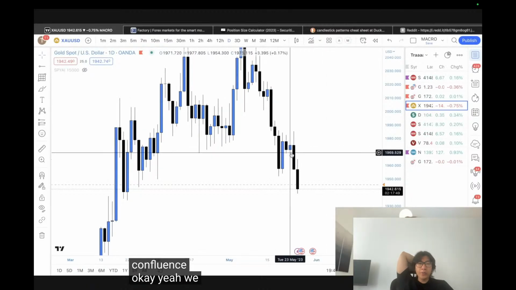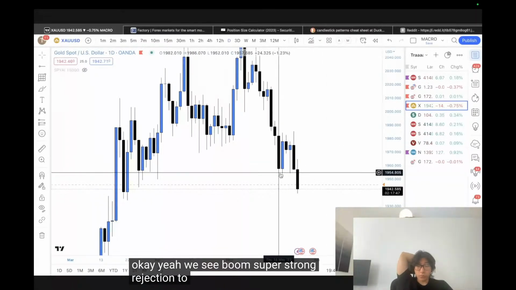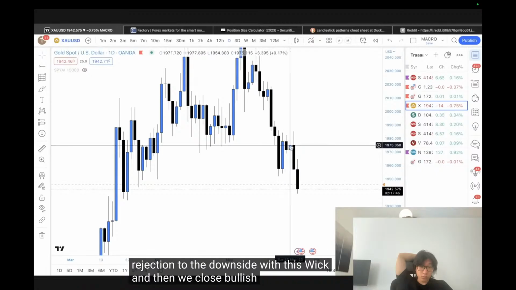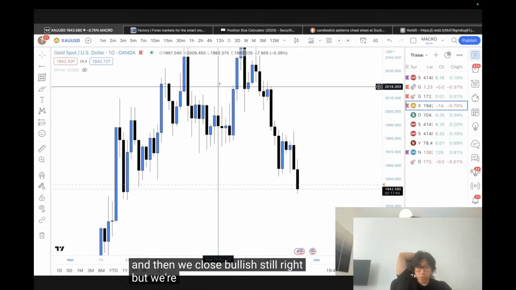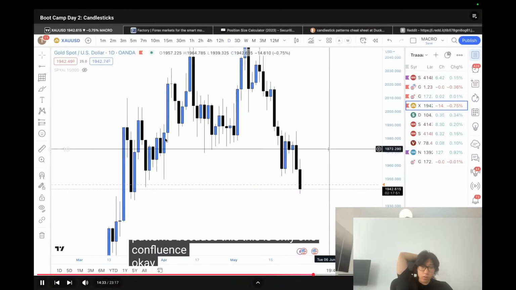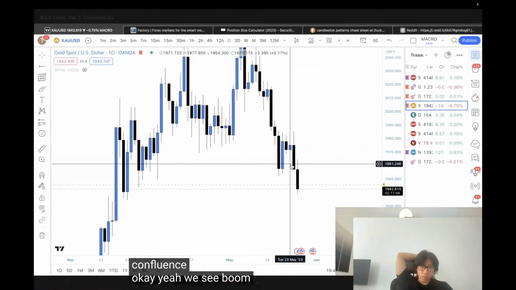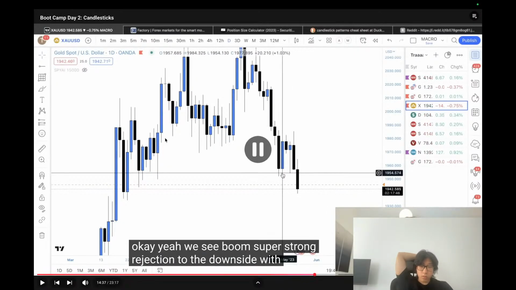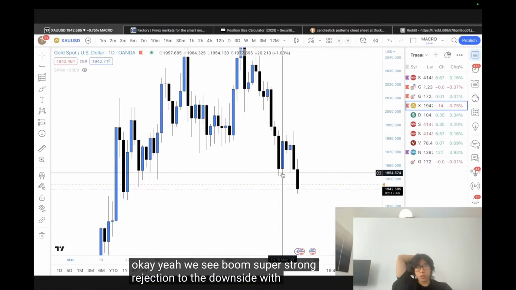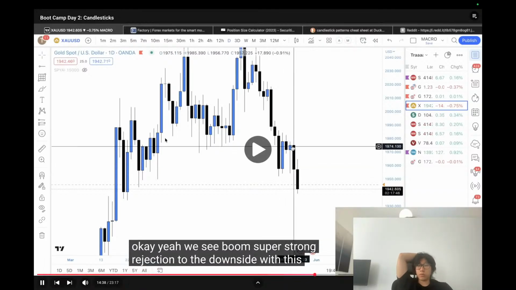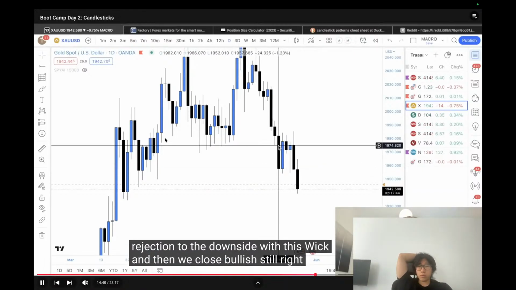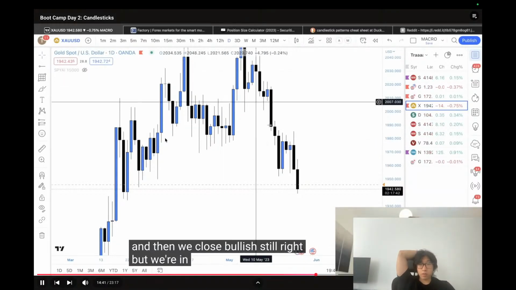Yeah, we see boom, super strong rejection to the downside with this wick, and then we close bullish still, right? But we're in a downtrend. Super strong rejection to the downside, just want to go up. It's a real big bullish candle with this wick, and then we close bullish still, right? But we're in a downtrend.